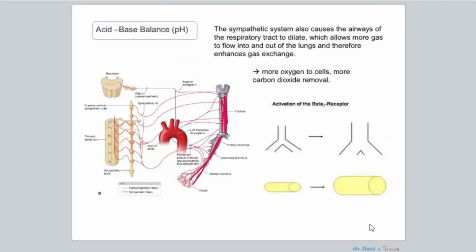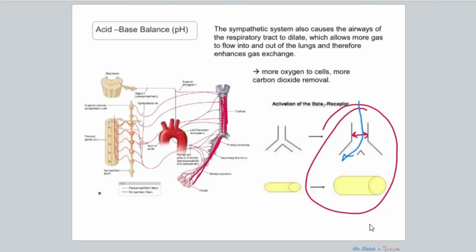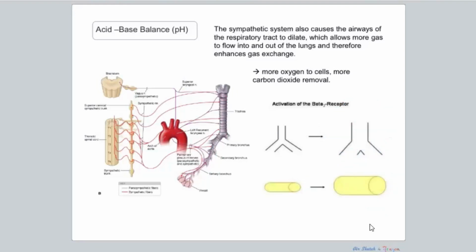And what it does is it causes the branches in the lungs, what are called the bronchioles, to dilate, to get wider. The sympathetic nervous system does that. And what that does is it allows more airflow into and out of the lungs, so it allows more gas exchange, and specifically it allows more CO2 to leave the lungs, which gets our acid-base balance back to where it needs to be.